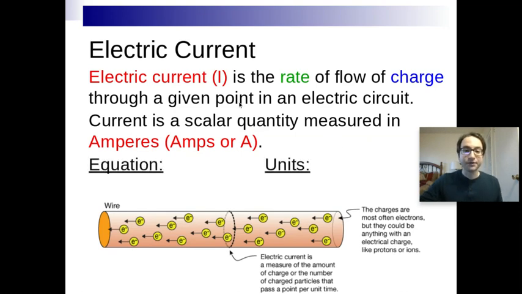So if we put this statement into an equation, rate of flow of charge, anytime the word rate is involved, we're talking about it against time. So if current is the rate of flow of charge, it's equal to charge over time. Q for charge, T for time. And then the units again are the amp equals a coulomb per second.